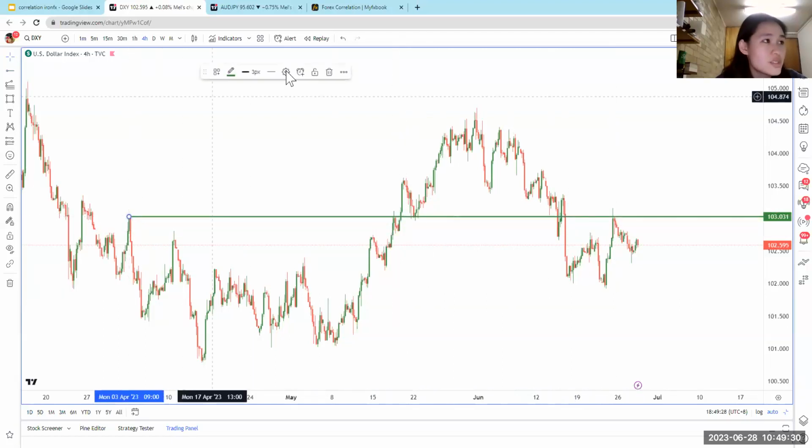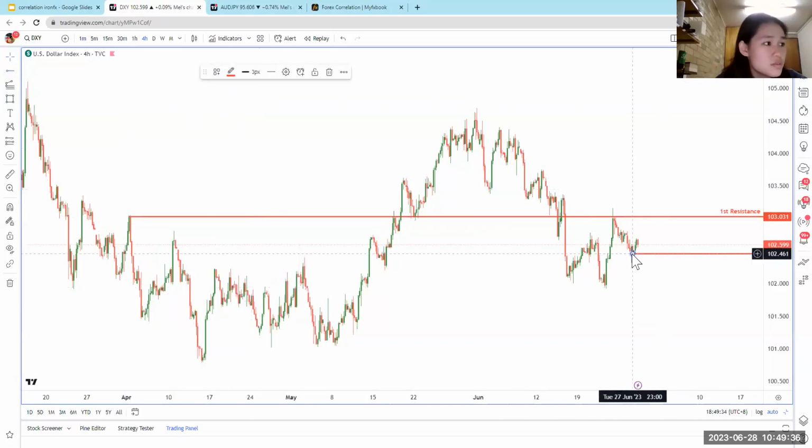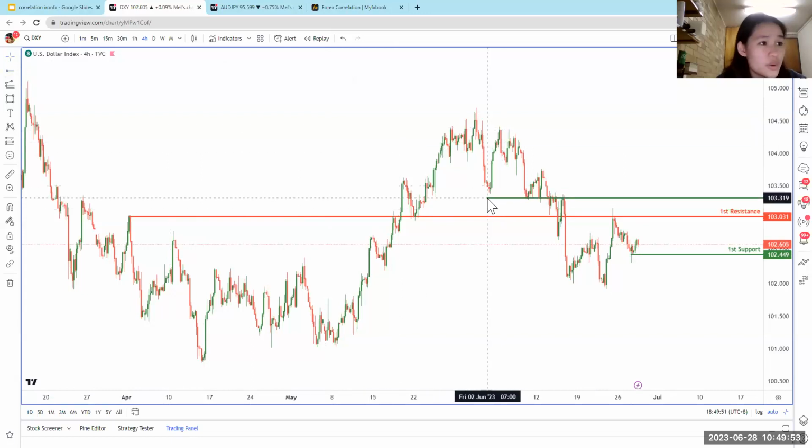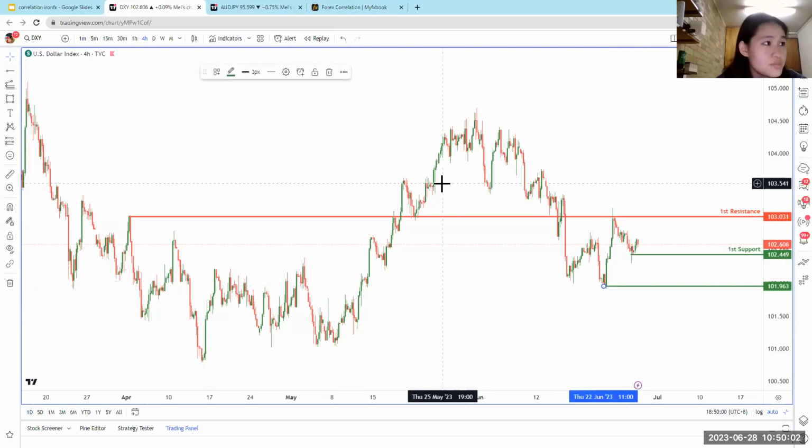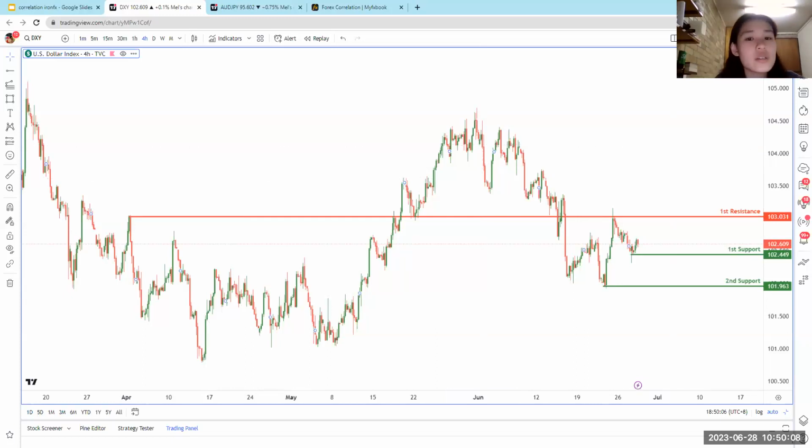As per usual, I want to drag it back as far as I can. This will be my first resistance. And this is my first support. I'm going to change these later on when we include Fibonacci levels if there is a need to. And then my second support will just be over here. Now let's go in with our Fibonacci levels.